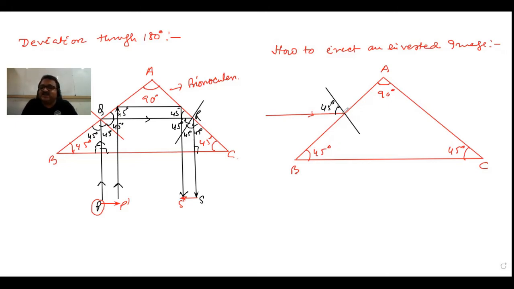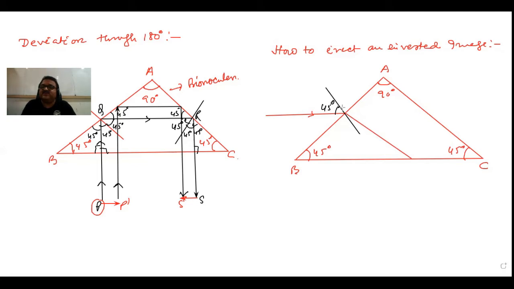Now, when this ray goes inside, what will happen? Now, the ray is moving from a rarer to a denser medium. Correct? Watch this diagram very carefully. It's a very important one. Watch it. This will bend towards the normal. Will it bend towards the normal or away from the normal?